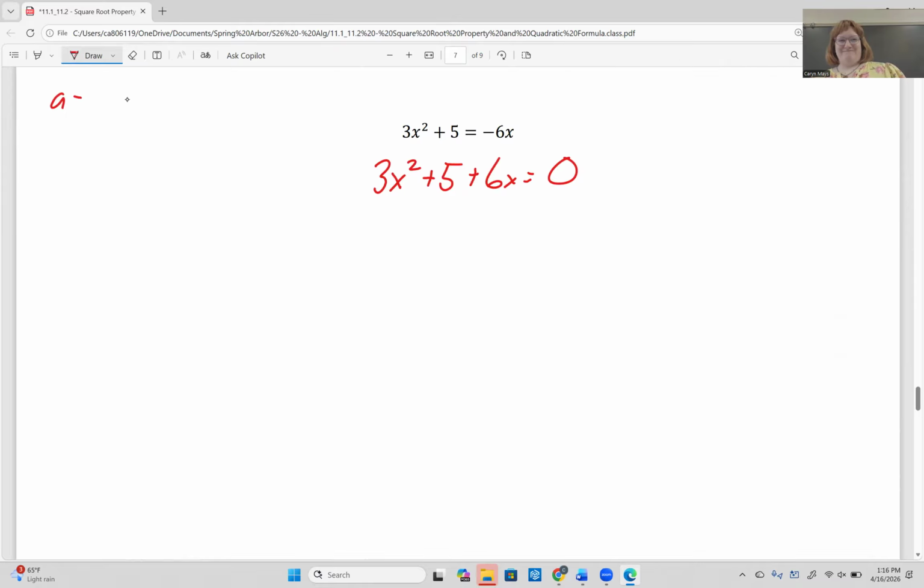What's A? A, B, and C are just numbers in front of those things. So A is just the 3. B is what's ever in front of the X. So I wrote that way intentionally. It's not just read from right to left. It's identify what's with the X squared, what's with the X, and what's by itself. So 6 is B. And C is 5. All right. Quadratic formula.